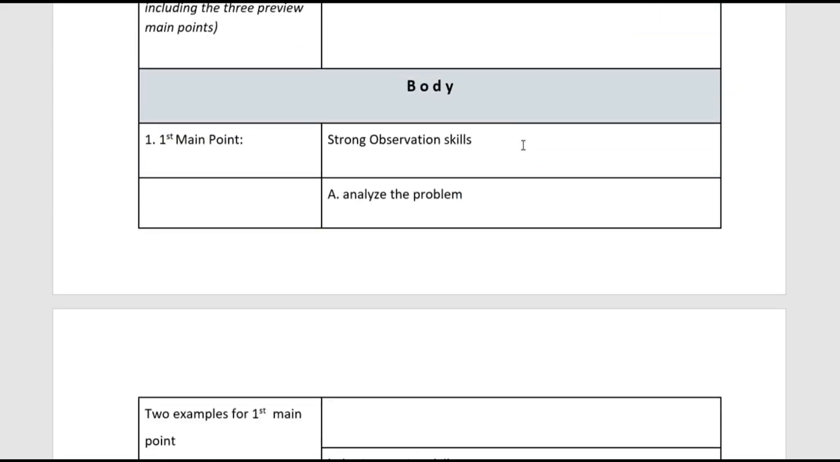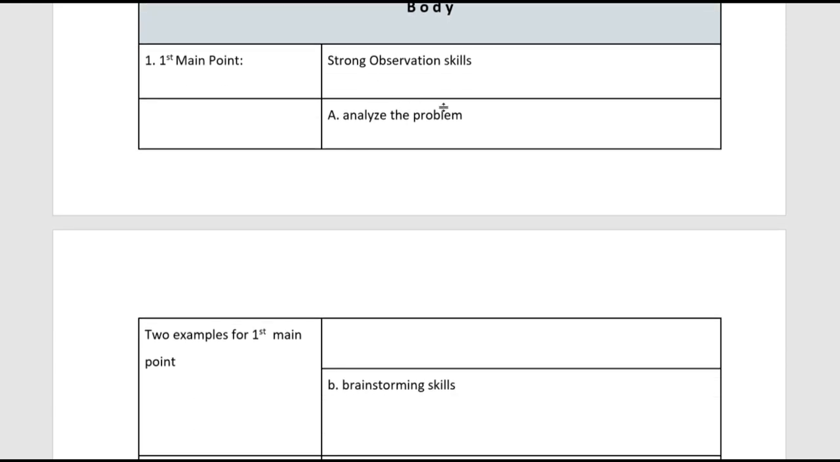All right, let's have a quick look. Because we are looking at the main points first: strong observation skill, analyze a problem. Within that comes analyze a problem and brainstorming skill.